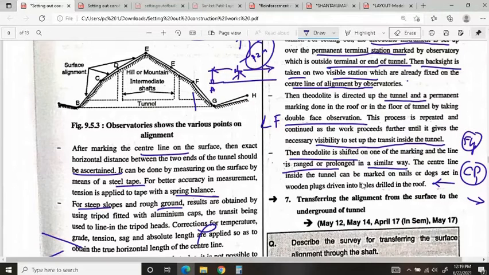The center line inside the tunnel can be marked or nailed, or you can use the pegs, or you can use the rods, or wooden plugs are driven into the holes in the roof.